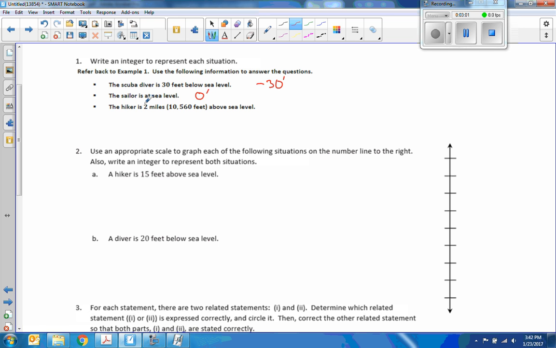The hiker is 2 miles, which is 10,560 feet above sea level. So I can either say 2 miles or 10,560 feet. Positive. Represent elevation in feet. Okay, so up is positive, at sea level is zero, and below is negative.